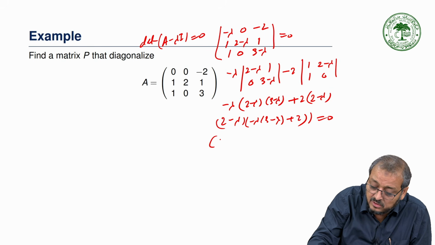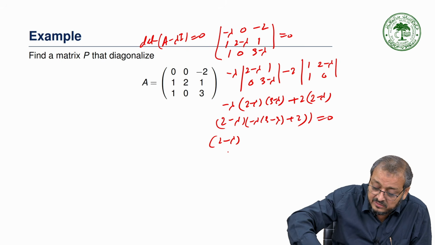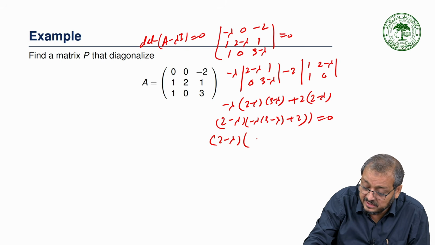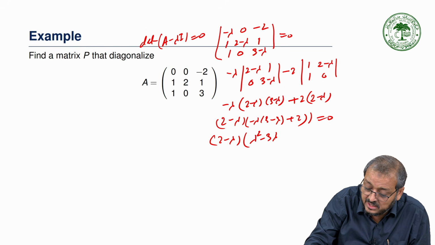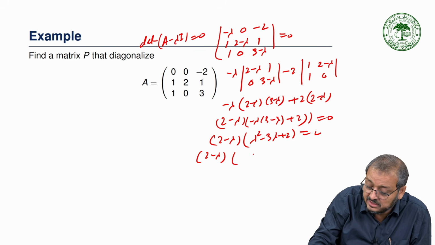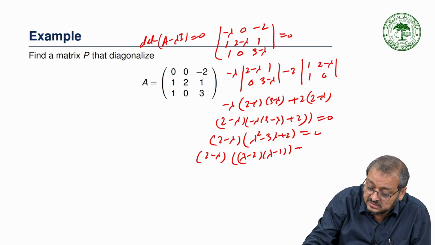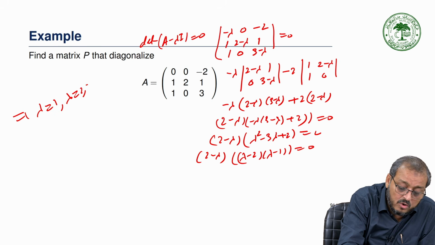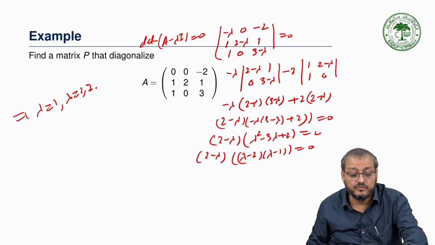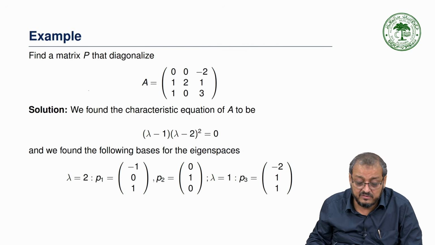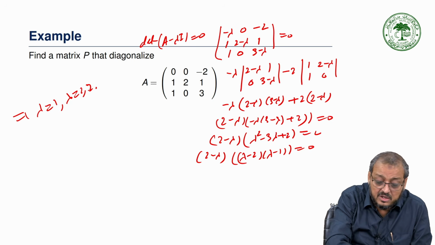Then this is 2 minus lambda times (lambda square minus 3 lambda plus 2) equal to 0. So 2 minus lambda is one of the roots, and the quadratic can be written in the form (lambda minus 2)(lambda minus 1), equal to 0. This implies that lambda is equal to 1 and lambda is equal to 2, 2. These are the eigenvalues of this matrix.